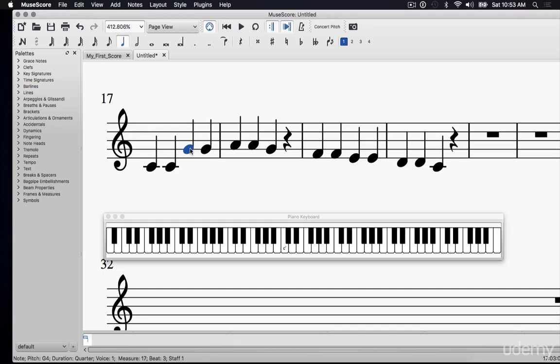Now, we use a system called movable do solfege. This is a little bit of background on how solfege works. In the United States, we use movable do solfege, which means do is always the tonic. Let me explain that again. Whatever key we're in, whatever scale we're looking at, do is going to be the root of the scale.